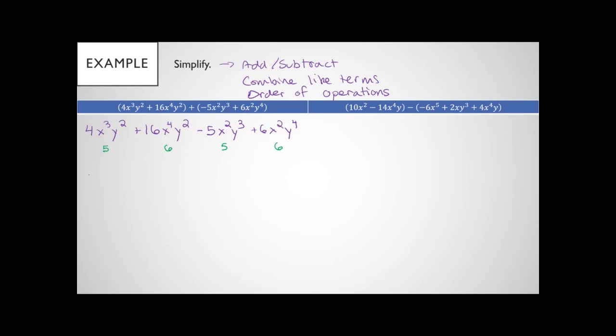So I'm going to put my 16x to the 4th y squared first, because the x has the highest exponent. And then the next one will be the 6x squared y to the 4th. So I couldn't add those because the exponents are different. So I'm just writing them down.